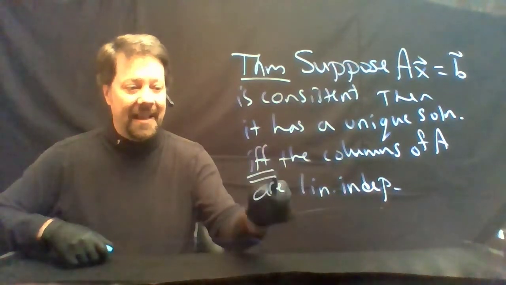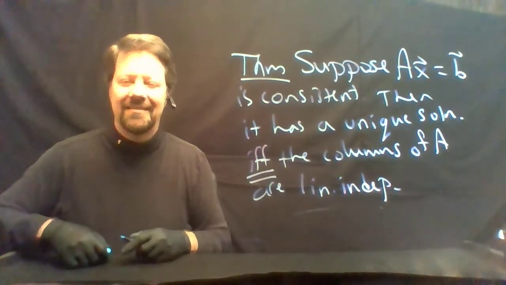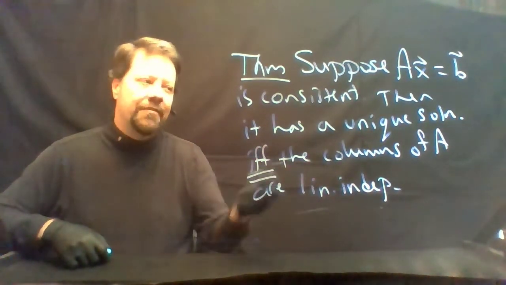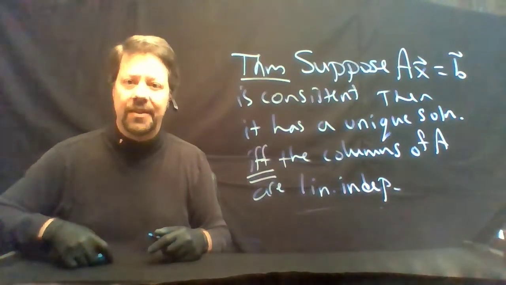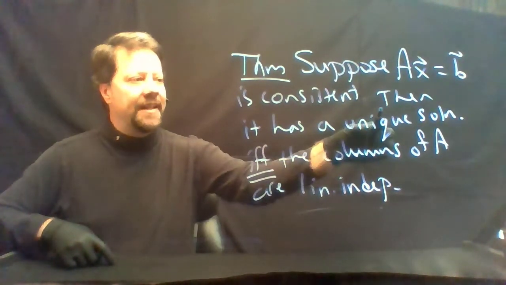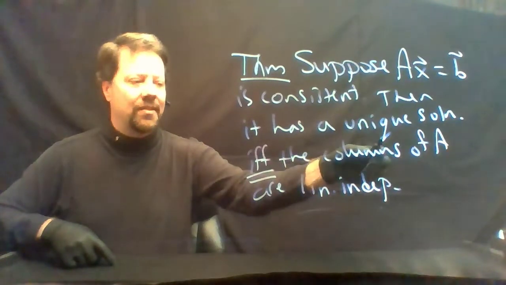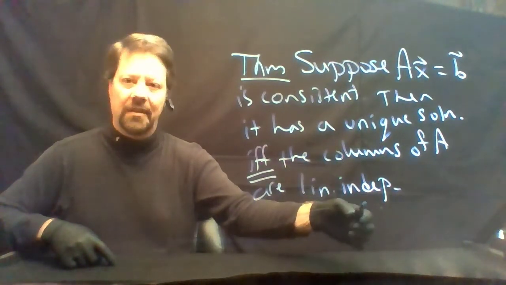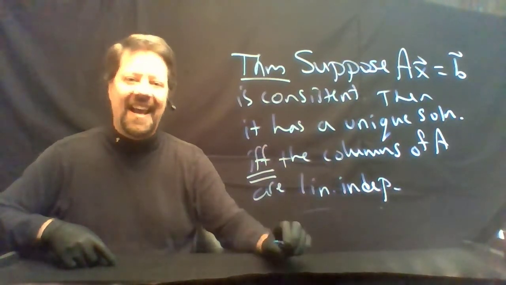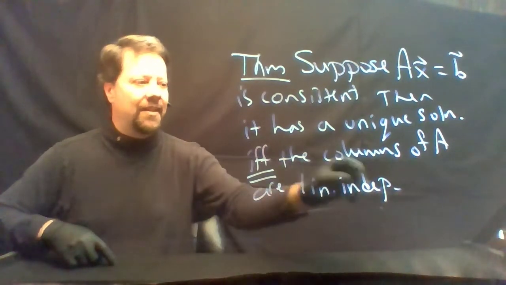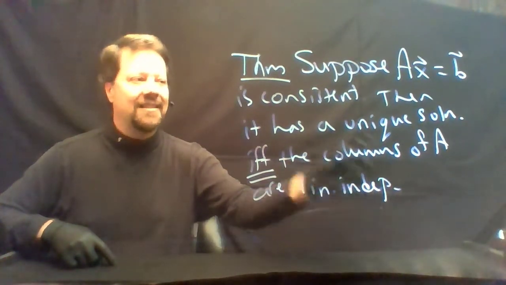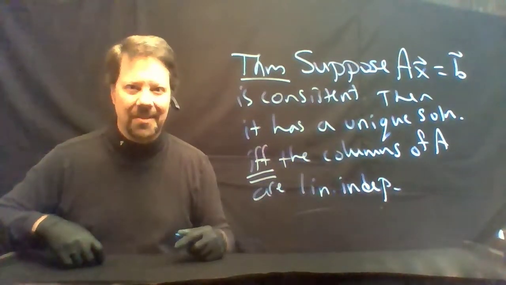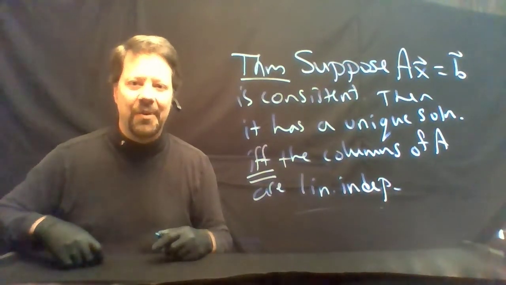Note that this is an if and only if statement, which means we need to prove the implication in both directions. We need to prove that if the system has a unique solution, then the columns are linearly independent. And we need to prove that if the columns of A are linearly independent, then the system has a unique solution. We have to do it both ways.